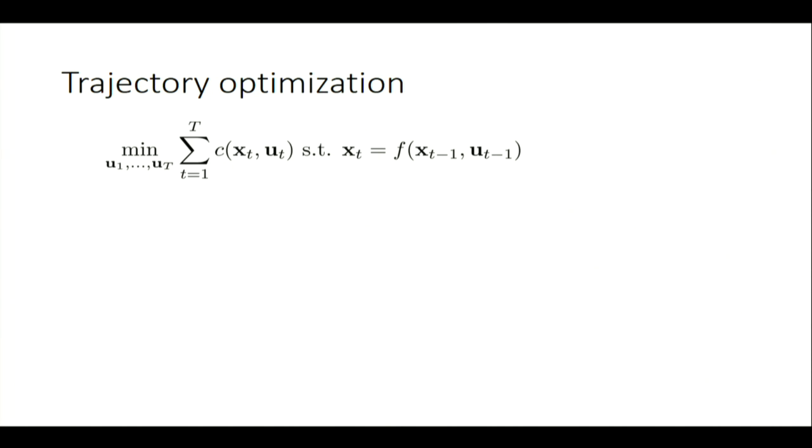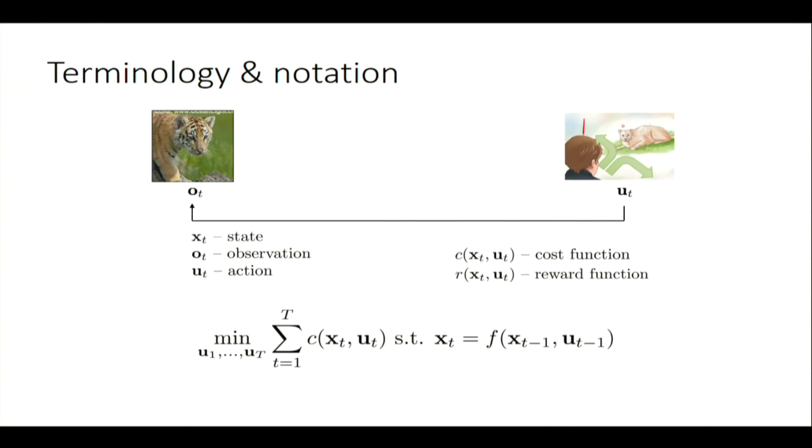OK, so let's deal with this problem a little bit more. Yes? Is the reason why you're not using expectation is it because the dynamics are deterministic? Yeah, so I'll mention the stochastic case a little bit later, too. Yeah, good question.